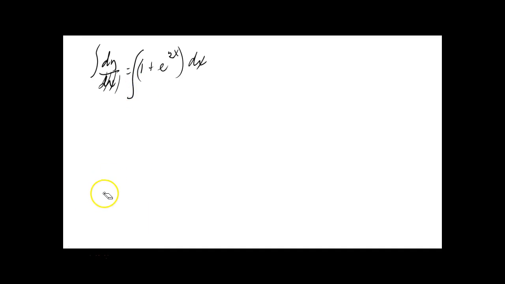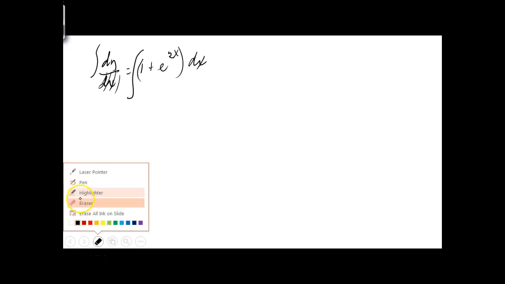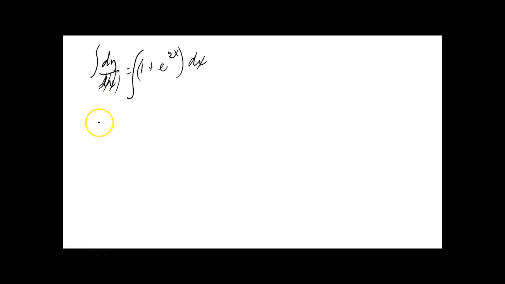Okay. And what does the left-hand side give us? Y. Why not? Right-hand side? X plus e to the 2x over 2, right? You've got the thing. One other little thing, plus c. Got to have a plus c.